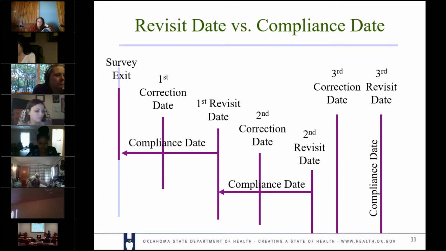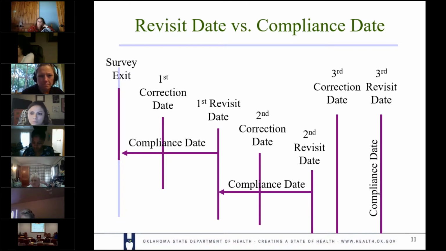Okay, so you have the survey exit. Oh my goodness, I've got to back up so I can read it even. Survey date. Then you have the first correction date. They come. It's not corrected when they do the revisit, which is a date later than that first correction date. So that first revisit is after the correction date, and it is not corrected.